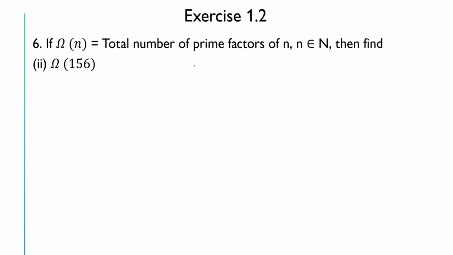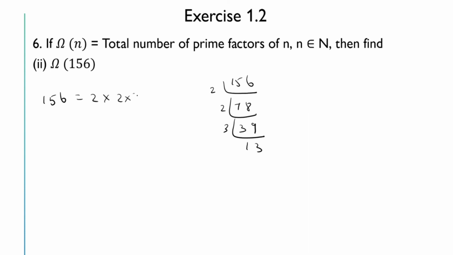Next one is omega of 156. So first let us factorize 156 so that we will be able to know the total number of prime factors. So here it is 78, 39, 3 and 13. So 156 is 2 into 2 into 3 into 13. So omega of 156 is equal to 4. These are the total number of prime factors of 156.